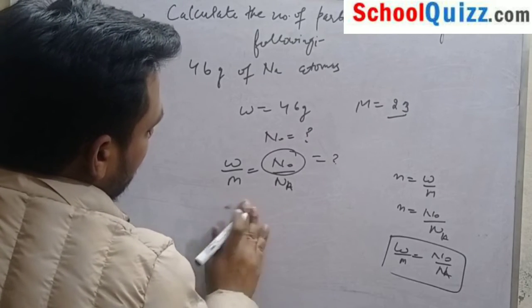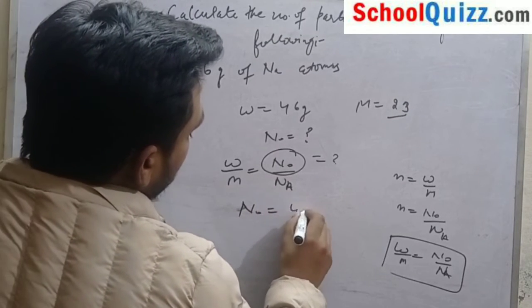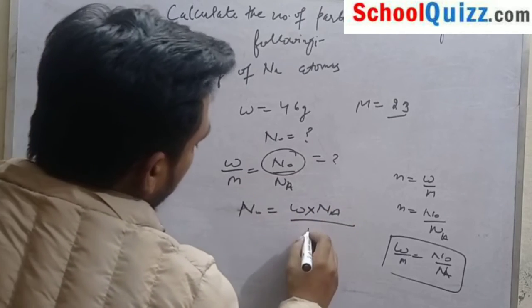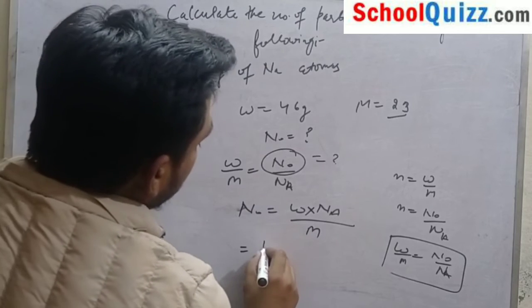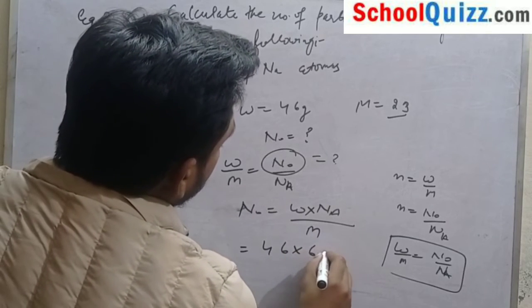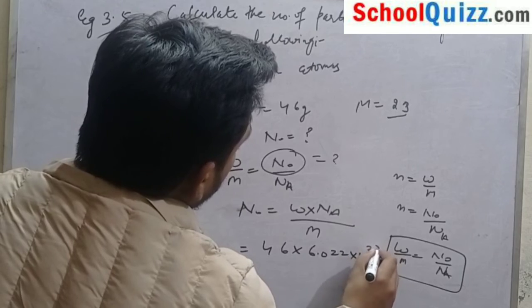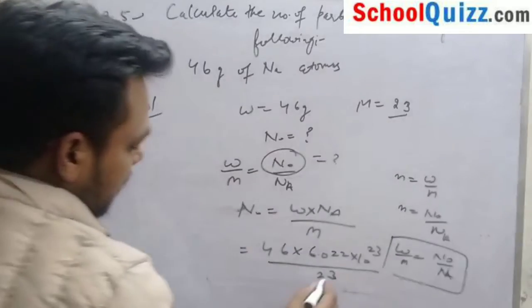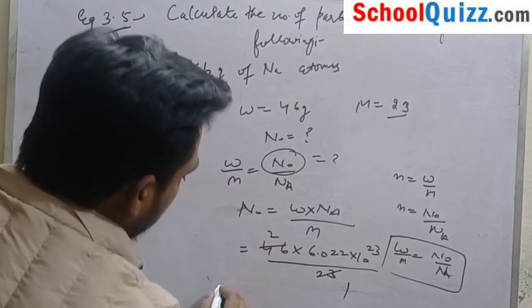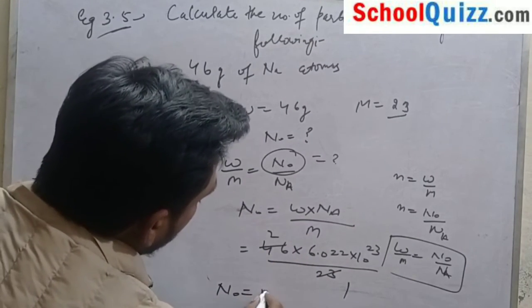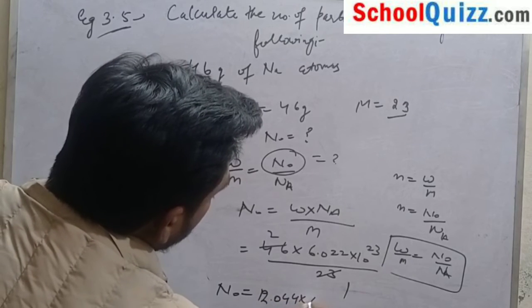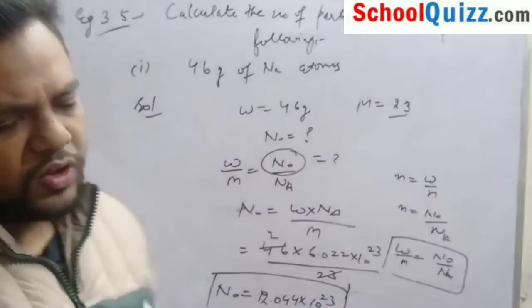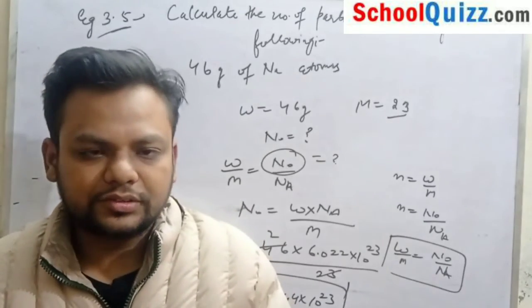So N naught will be equal to W into Na upon M. W is 46 and Na is 6.022 into 10 is power 23 upon M, that is 23. So we just have to cancel it out. 1, 2, 1, 2. So N naught comes out to be 12.044 into 10 is power 23. Very, very simple numericals, students.